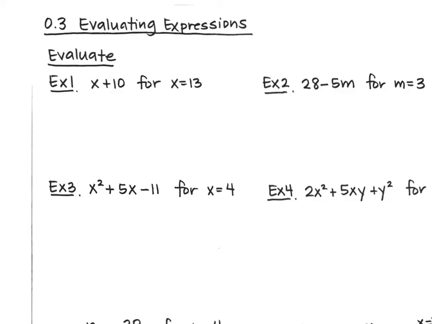Okay, for example 1, it says evaluate x plus 10 for x equals 13. So the first step is I'm going to substitute. It tells me that x is 13. So where the x is, I'm going to rewrite it as 13. Instead of writing x, I'm going to write 13. And then I'm going to bring down the plus and the 10, the same. So x plus 10 is really 13 plus 10. This is the substitution step. You must show the substitution step.